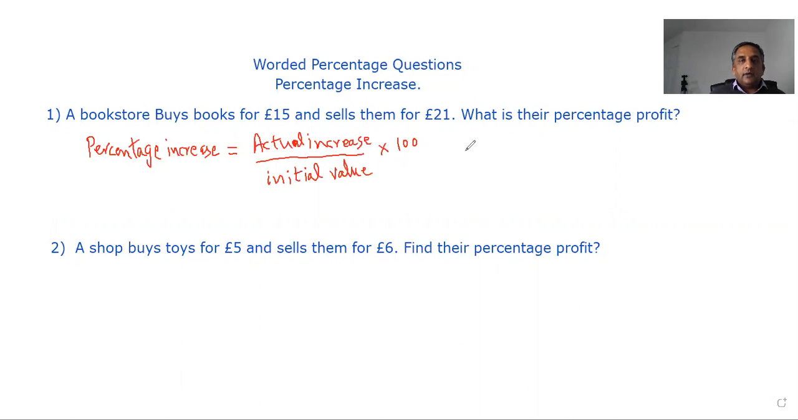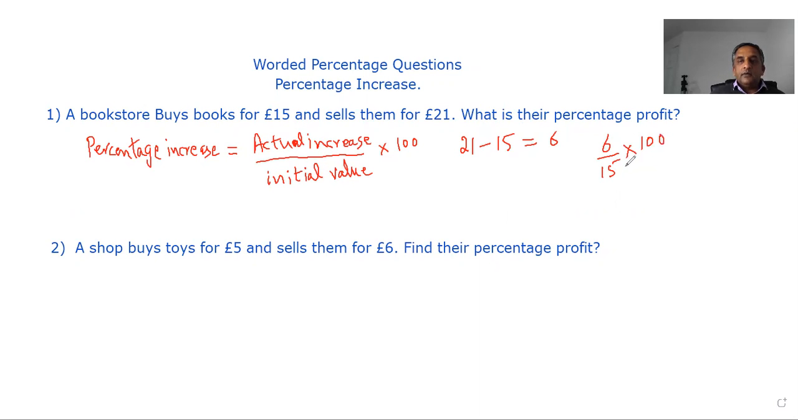So what is actual increase? Actual increase means the price was 15, but now the price at which they are selling the books is 21 pound. So from 15 to 21 pound. So what was their profit basically? For actual increase, we take away 15 pound from 21 pound. When we do that, what do we get? 6. And what was the initial value? Initial value was 15 pound, because that was the actual price of the books, right? So we write 6, which is the actual increase, divided by the initial price, 15 pound, and we times it by 100.